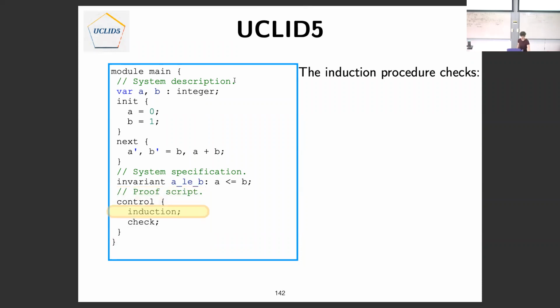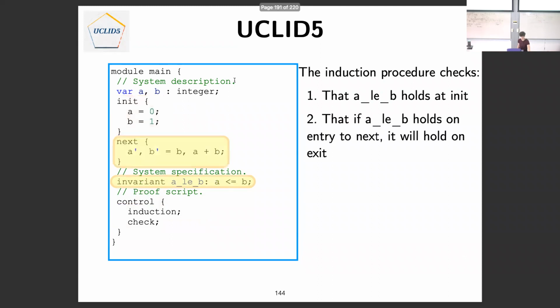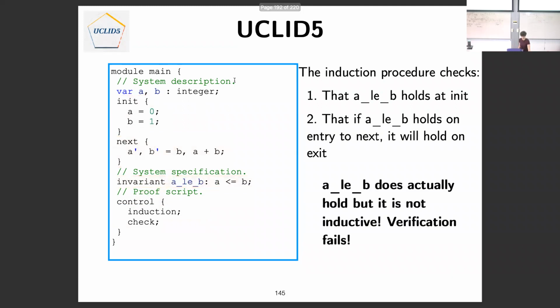So if you do induction, it will check that the property holds at the initial state. It will check that if it holds on entry to next, it will hold on exit. This one doesn't actually hold. Also, has anyone noticed what this file is doing? It is doing Fibonacci. Okay, why doesn't this hold?